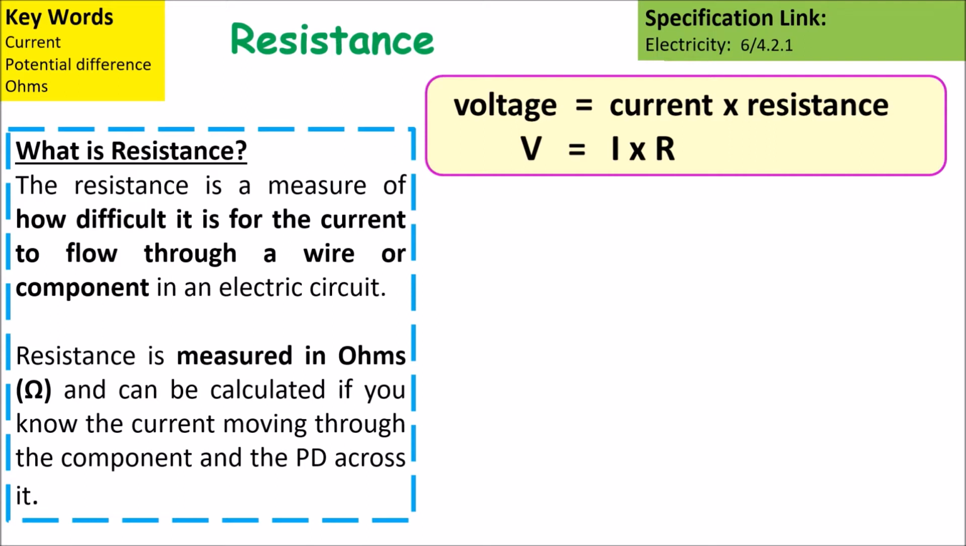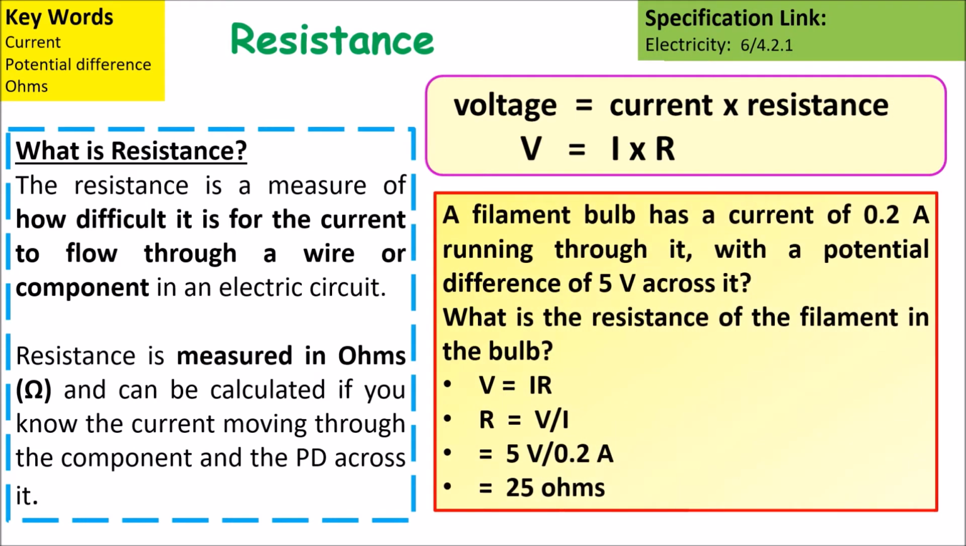So resistance is a measure of how difficult it is for the current to flow through a wire. Resistance is measured in ohms and can be calculated in the following way. It's always given that voltage is equal to current times resistance.